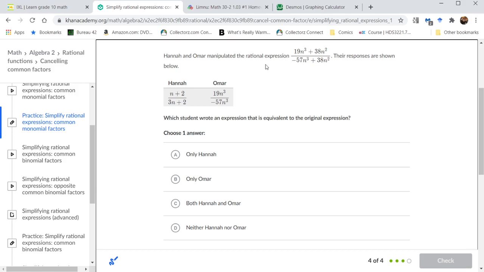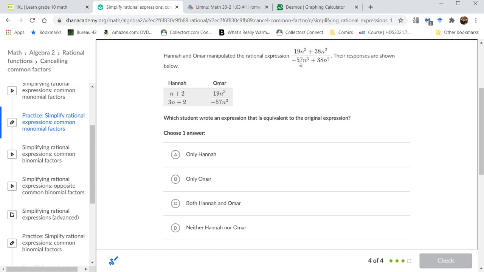Finally, Hannah and Omar manipulated this expression, which does have a common factor of 19 in every term, and the responses are shown below. Which student wrote an expression that is equivalent to the original expression? So Omar appears to have kept just the leading terms and crossed out the 38n squared, which is tempting, but we cannot do that.